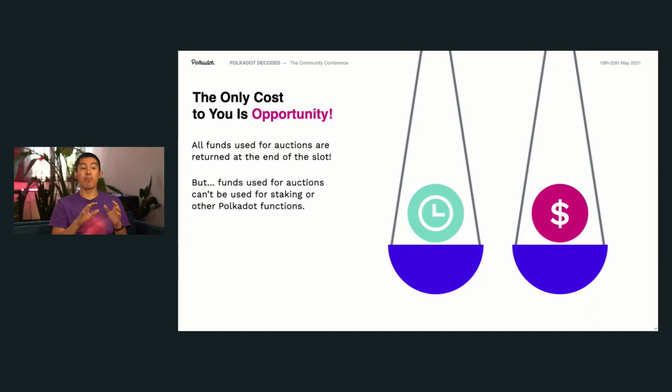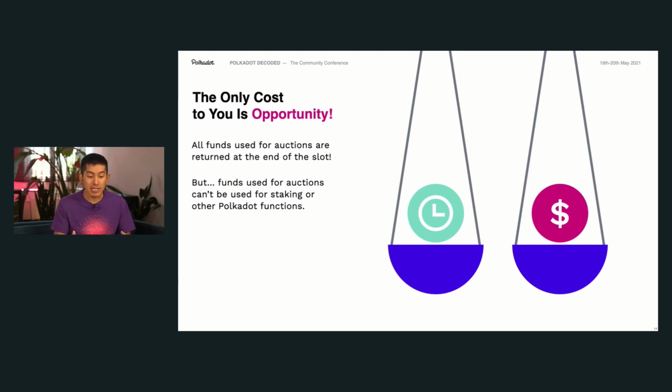So it's also very important to note that when you bid in an auction, you use dots, but you're not actually spending those dots to win an auction. You actually just lock them up for the duration of a slot, which means that when the slot is over and your parachain is offboarded or wants to continue later, you get all of your tokens back. So when tokens are locked up, you can't do things like staking or voting or transfer or anything like that.